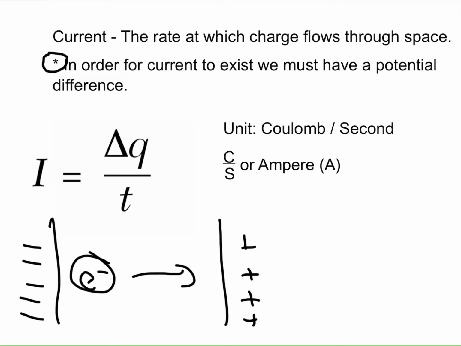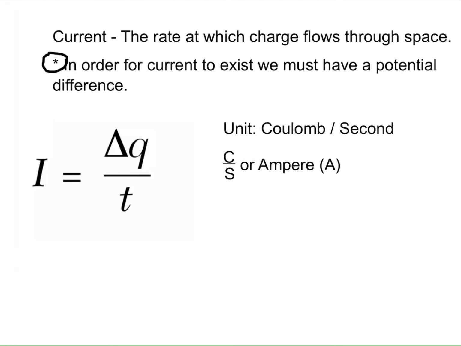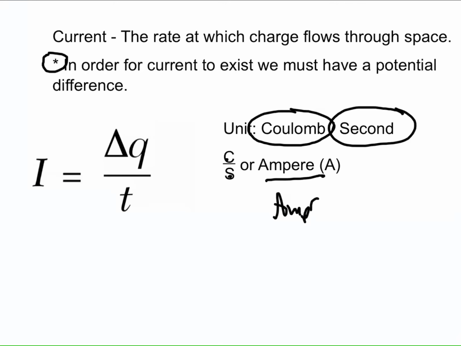Okay, so current is the rate at which it goes from point A to point B. So it's charge per second. So the higher the current, the more charge that goes through a particular place in space in any given time. So coulombs per second would be my units, or amperes. Nobody ever says amperes. Everybody always says amps, or strictly A.